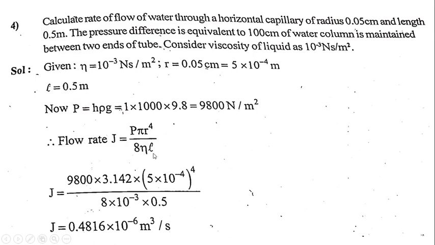and also the flow rate J equal to P pi r raised to 4 upon 8 eta L. So putting these values, flow rate is equal to 9800 into pi, 3.142, into r raised to 4, that is 5 into 10 raised to minus 4 bracket raised to 4, upon 8 into 10 raised to minus 3 into 0.5. So after division, J equal to 0.4816 into 10 raised to minus 6 meter cube per second.